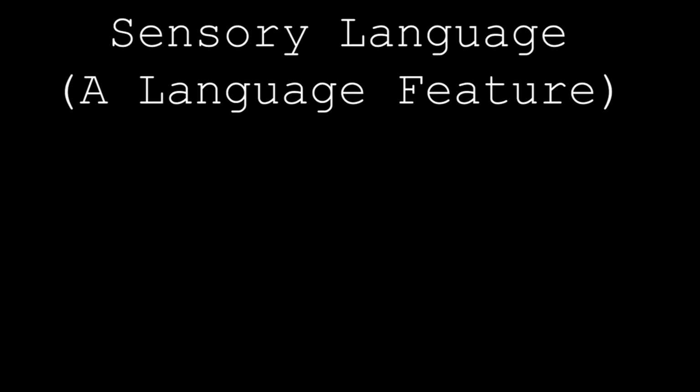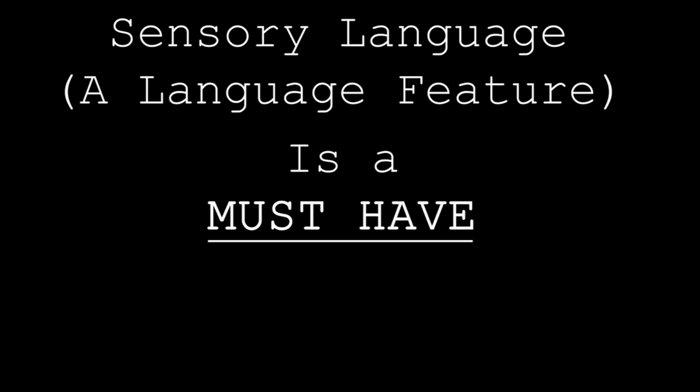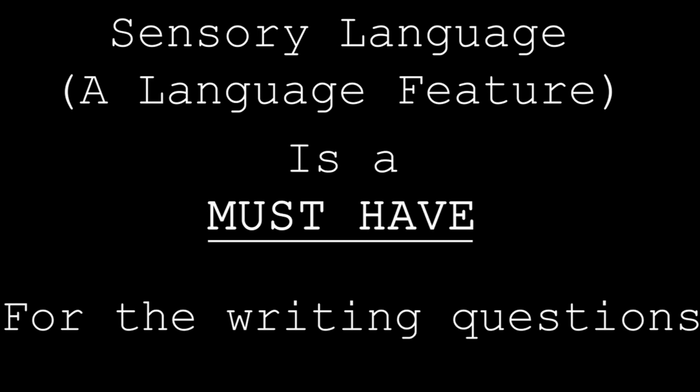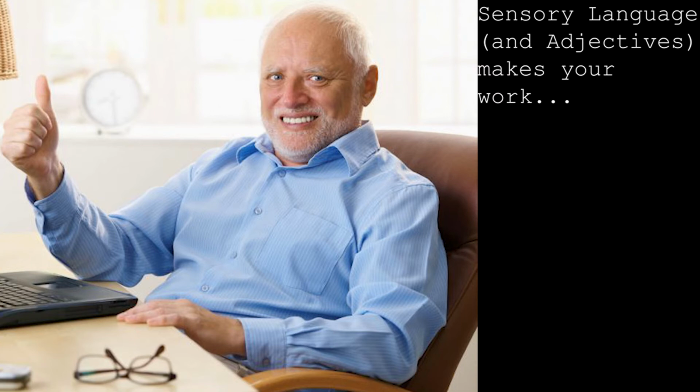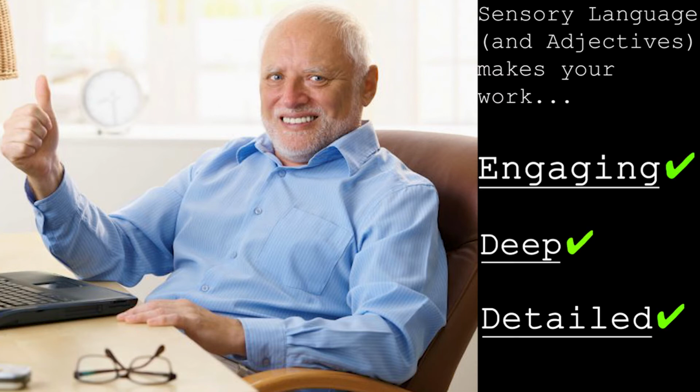The second S in M.A.S.S.I.V.E. stands for sensory language. Now, this language feature is an absolute must for your writing, as along with adjectives, it makes your work engaging, makes it deep, makes it detailed.